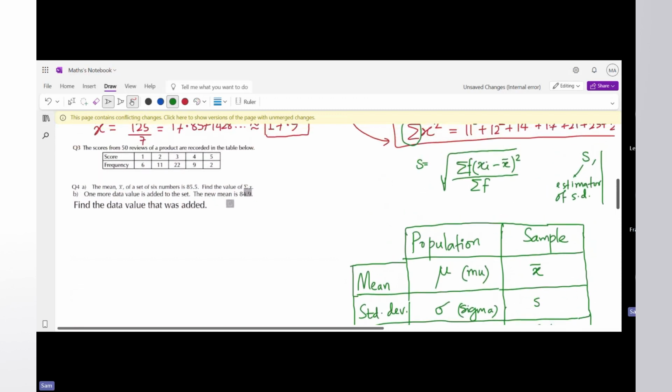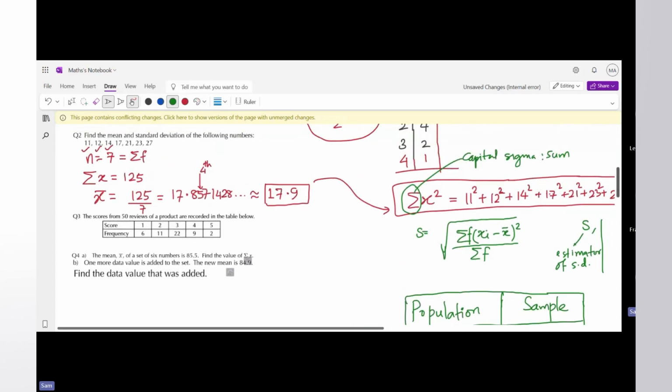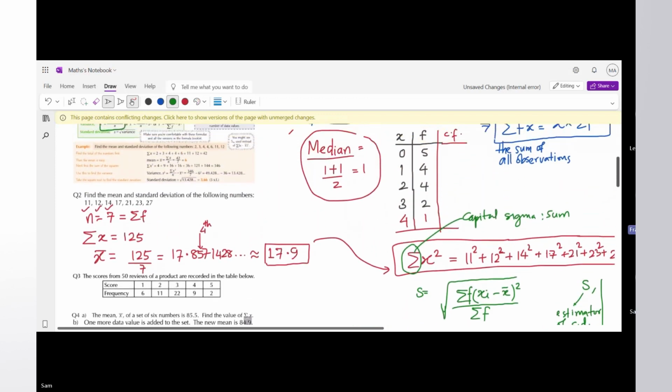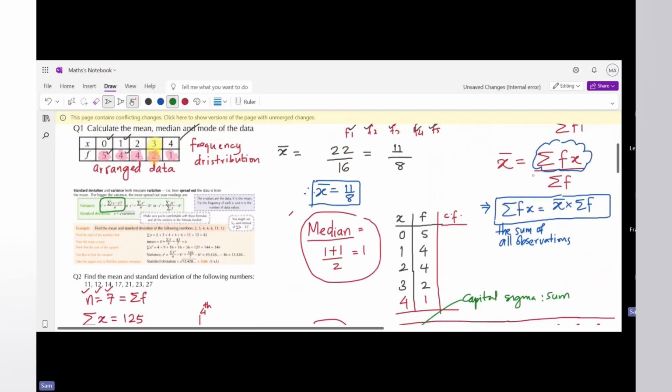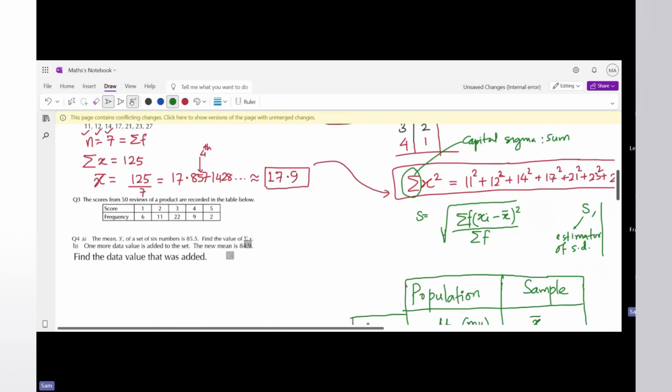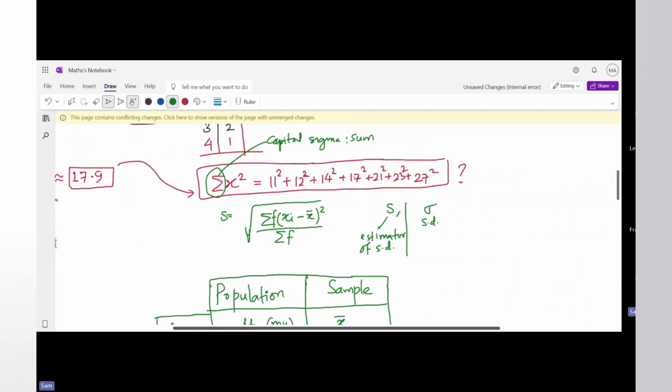So this is the formula: sigma f xi minus x bar whole square upon sigma f. Have you come across this formula before? Yes. Let us see here. I have put it in the box here: sigma x minus x bar whole squared upon n. Now there is another variation of that formula. If you simplify this a bit, you get a more practical form.